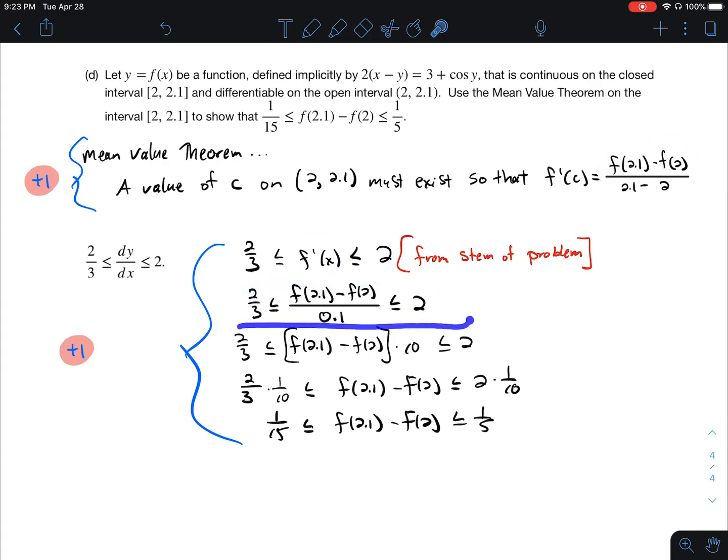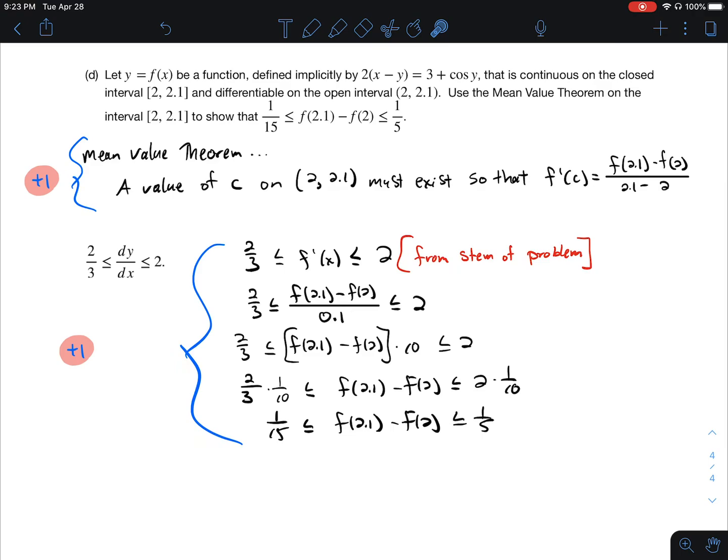Once I have this inequality, what I'm trying to accomplish is I want it to look exactly like this. If I'm dividing by 1/10, that's the same as multiplying by 10. Or you could say I'm going to multiply this by 1 in the form of 10 over 10. These would cancel, and we would get this 10 on the top.